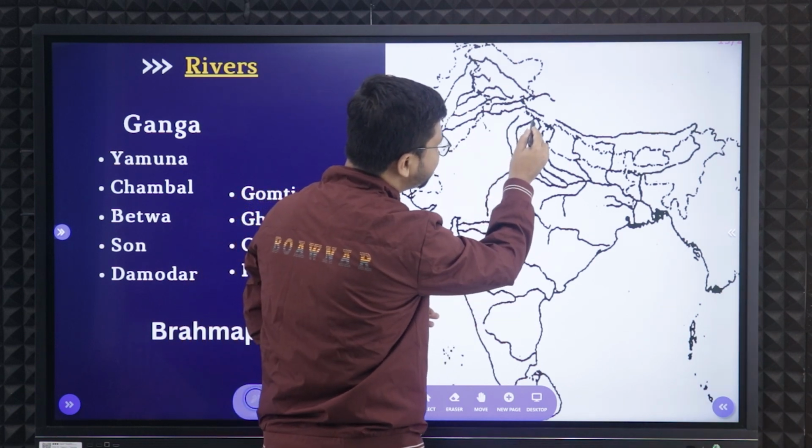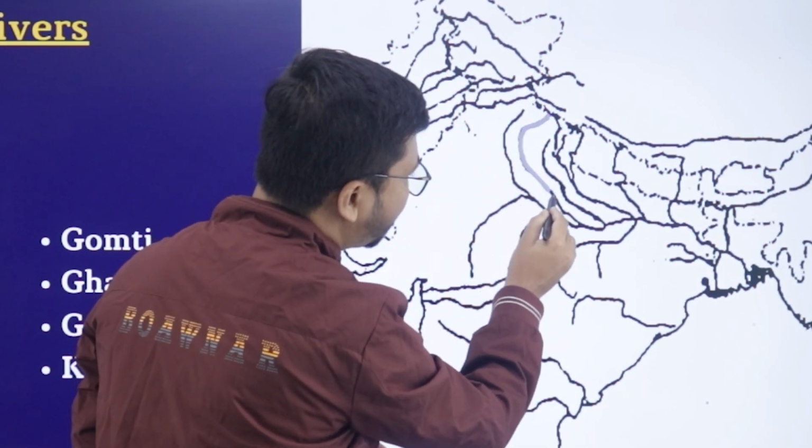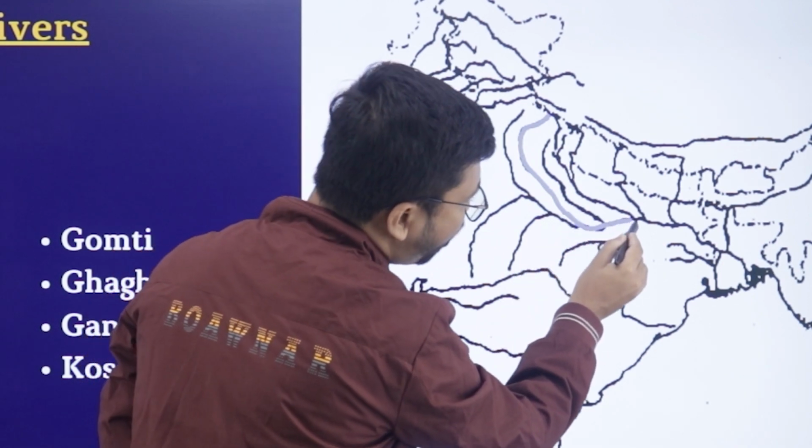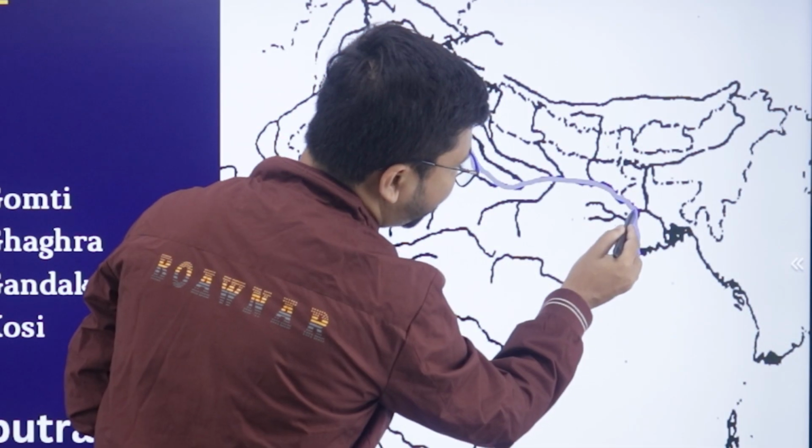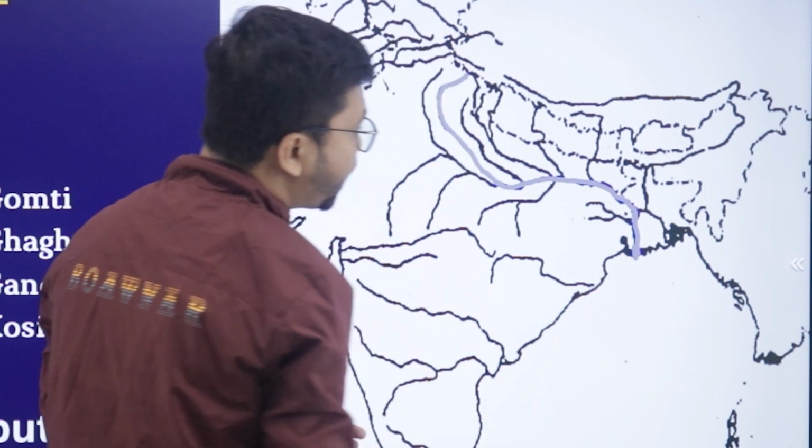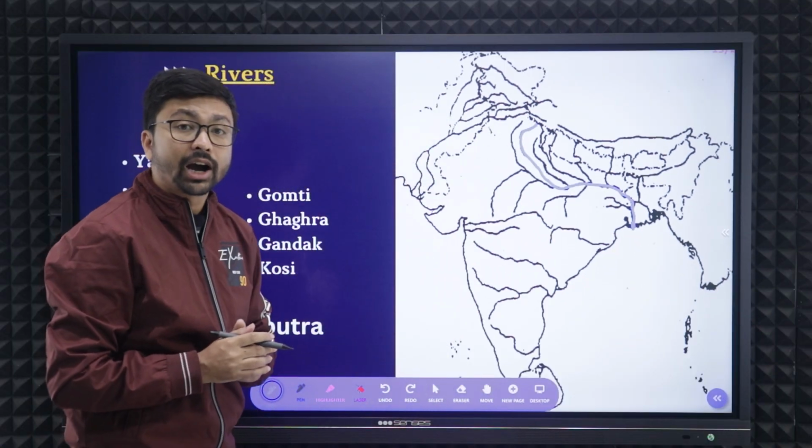Remember the Ganga river, this line is for the Ganga river. It will start as the longest line, go along over West Bengal, and finish in the Bay of Bengal. This one is the Ganga river.